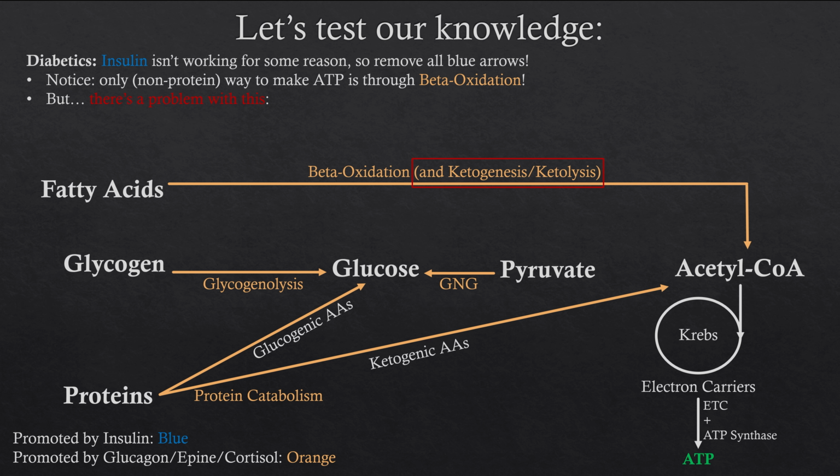So because diabetics end up having to rely on beta oxidation and acetyl-CoA way more than non-diabetic individuals, they're at a much higher risk for ketoacidosis. This is the acidification of the blood, a decrease in pH of the blood, right? So if insulin's not working, we have to take away all of those blue arrows, and our only route to ATP outside of protein catabolism is beta oxidation. Glucose is kind of just left in the blood, and we can't really do anything with it.